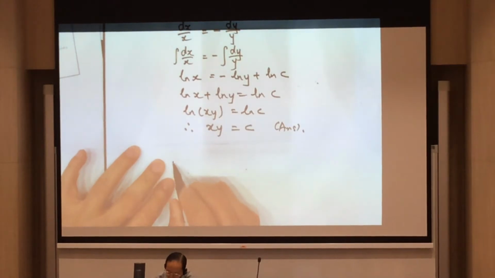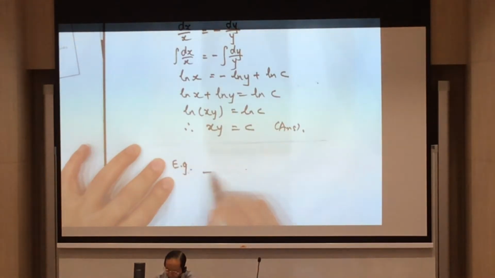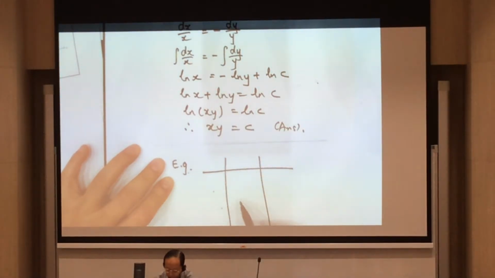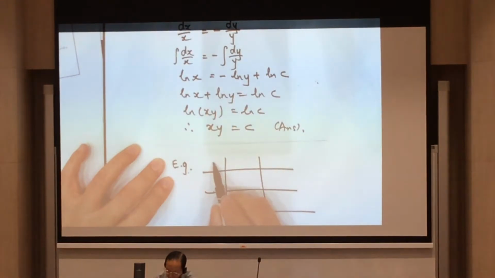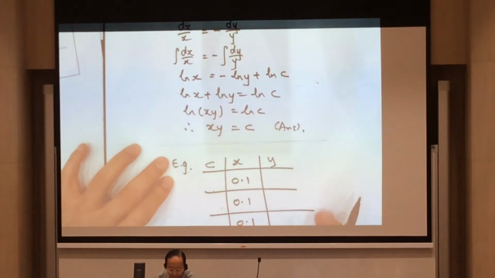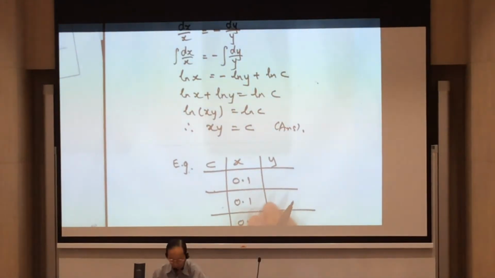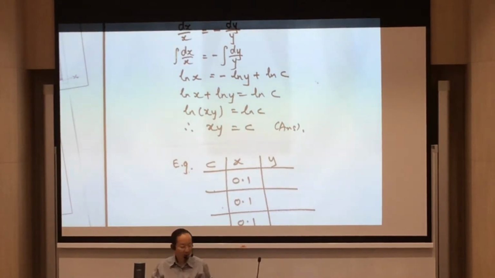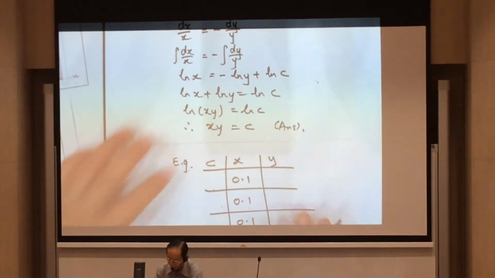So for example, you have a table here. You have your c here, you have your x here, you have your y here. Okay? So you have to fix some of it. Let's say x is 0.1, 0.1, 0.1. Just fix it. And now, if you refer to the next slide, xy is equal to c, and c can vary. Okay, never mind, I'll just do a sketch afterwards.